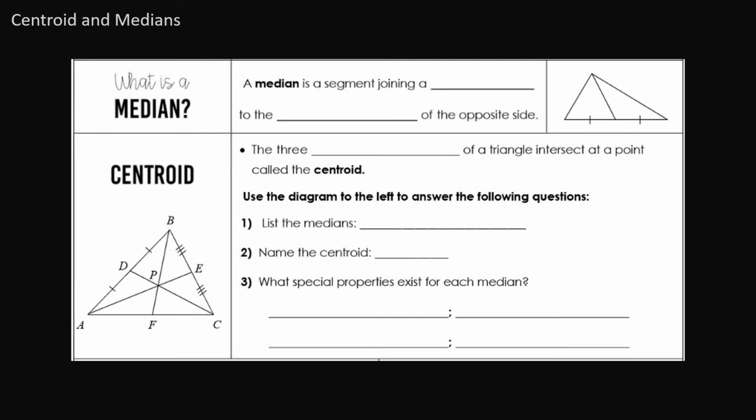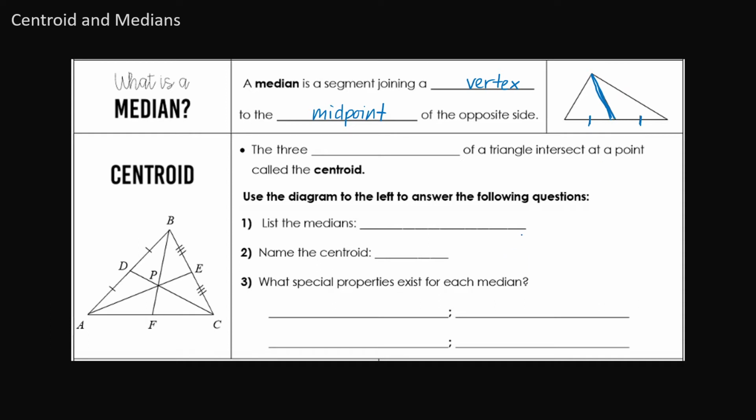So first let's talk about probably the most important part of this lesson, which is medians and centroids. So let's first talk about what a median even is. A median is a segment joining a vertex of a triangle to the midpoint of the opposite side. So here's what we're seeing. In this triangle here, the blue segment is a median, and we know this because it extends from the vertex to the opposite side of the triangle and cuts that opposite side into two congruent parts.